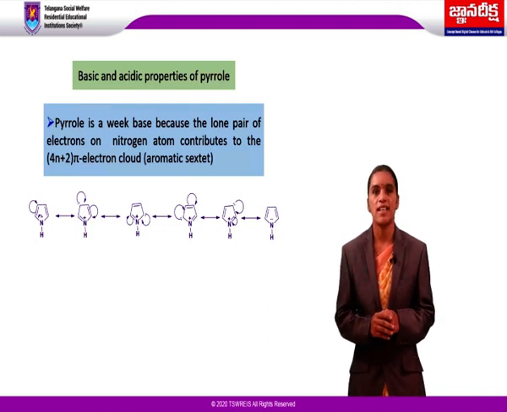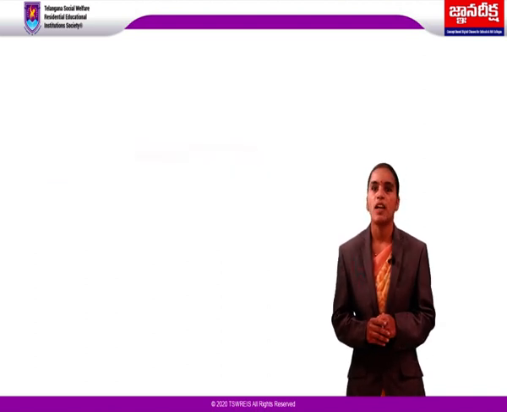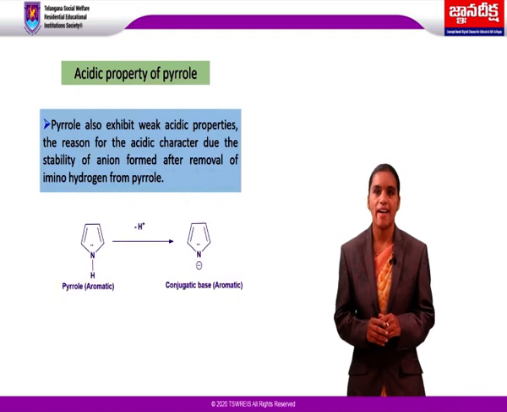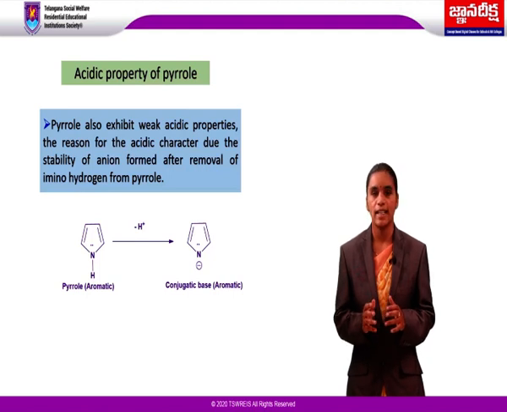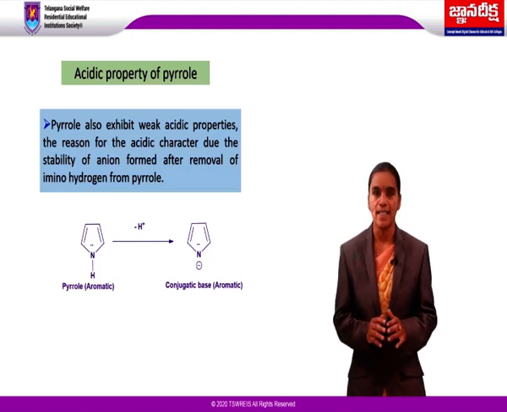Next, let's see the acidity of pyrrole. Here, according to Bronsted, an acid is a proton donor. Pyrrole has a proton on a more electronegative atom, nitrogen. So, by donating this proton, it can act as an acid.